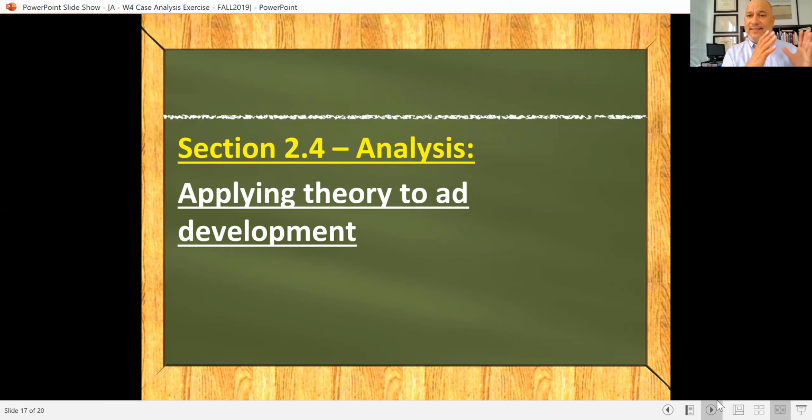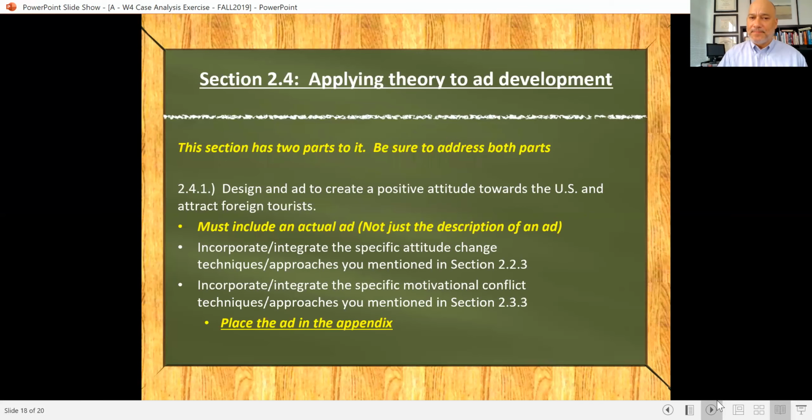All right, so in section 1 of the analysis part of the paper, you took apart and examined their motivations. In part 2, you talked about changing their attitudes. In part 3, you looked at their motivations and what can be done to maybe affect those motivations. Part 4, you're going to apply that information, all the theory that you've been using, to develop an ad. Now, part 4 has 2 parts to it, where you're going to create an ad based on the points that you mentioned in section 3 and 4, and you're going to explain that ad.